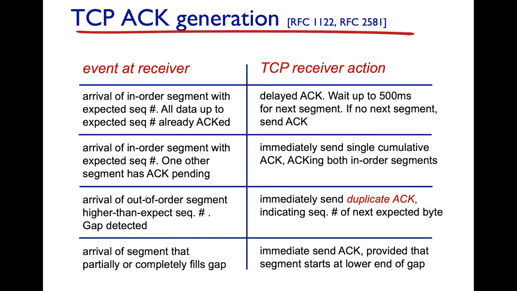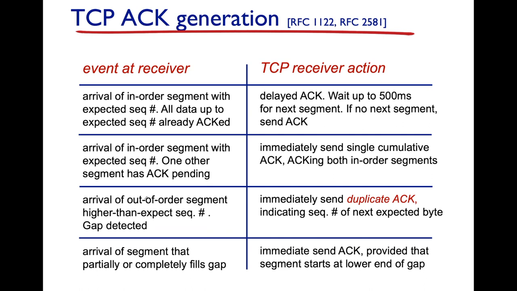And so for the first event, you're going to delay your ACK. You're going to wait up to 500 milliseconds for the next segment, and if no segment is sent next, then you just send the ACK. That's if you have the arrival of in-order segments with the expected sequence number, and all data up to the expected sequence number has already been ACK'd. So you're just going to delay it. And for the second one, if you have the arrival of in-order segments with expected sequence number and one other segment has an ACK pending, you immediately send a single cumulative ACK, and you're going to ACK both of the in-order segments.